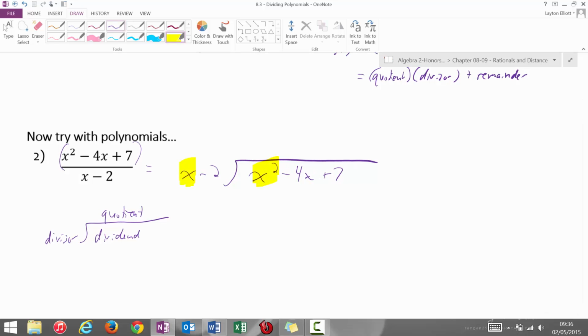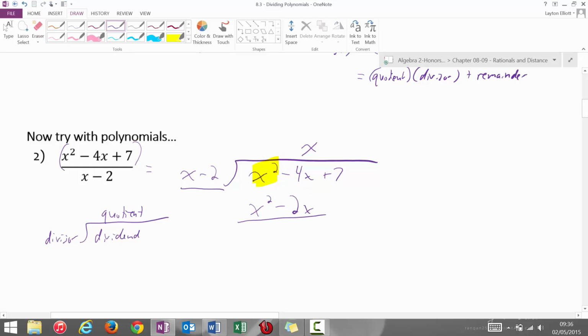What I'm going to do is look at the leading term, this x and this x squared. I'm going to ask the question, what would I have to multiply this x by to get that x squared? Well, that's just another x. Now, I'm going to line everything up so that I have this x right here on top of the x that's right there. It has the same degree. Then I'm going to multiply this x by this polynomial. How am I going to do that? Well, I multiply and distribute, so I get x squared minus 2x.